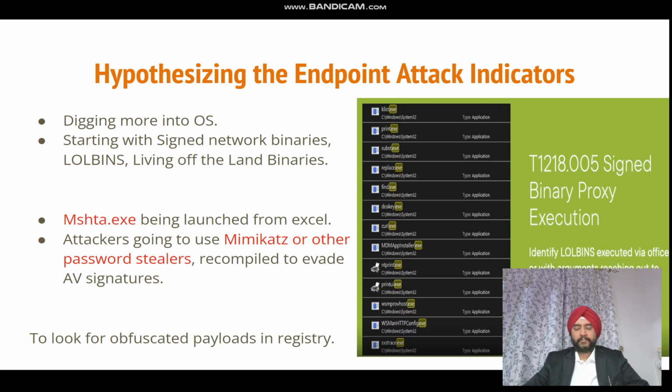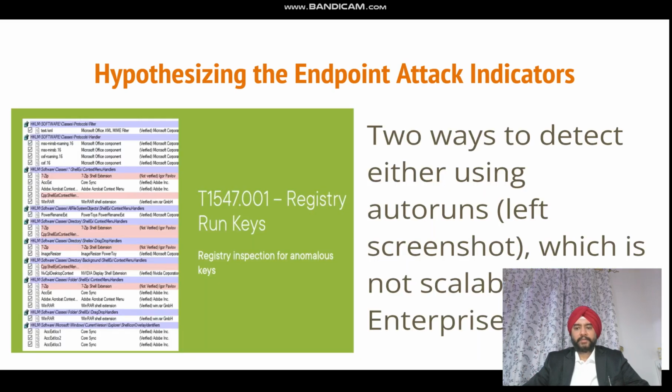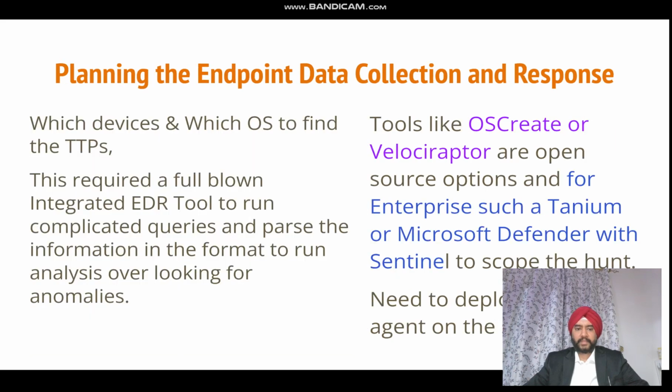But the important point is how we are going to detect it. So there are two ways. One is using Autoruns. You can see the screenshot on the left hand side. In Autoruns, you can check for the anomalies and try to find out what are the obfuscated payloads or any of the parent processes launching another process, the child process. All those things you can look out for here, but it is not scalable. You cannot go on each of the endpoints and do it. So you need some enterprise EDR tool to do it.